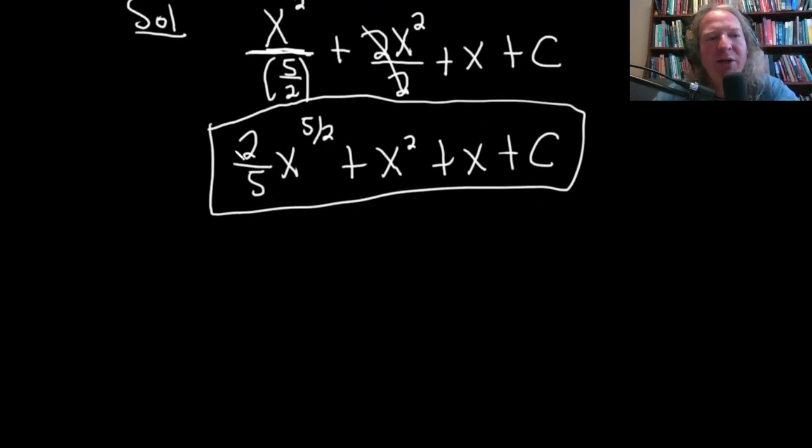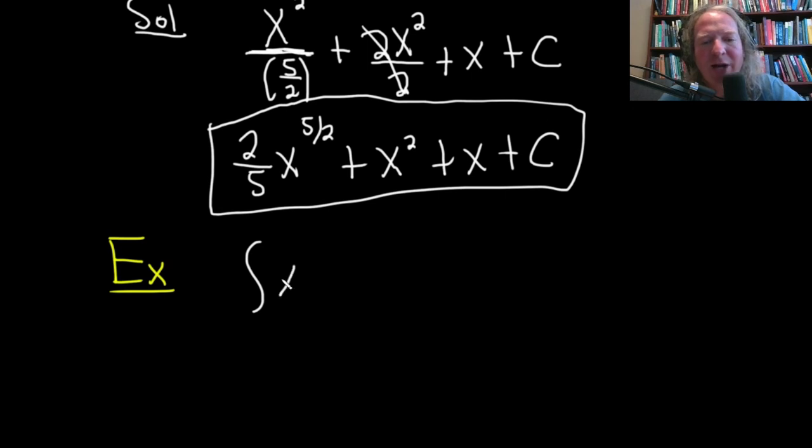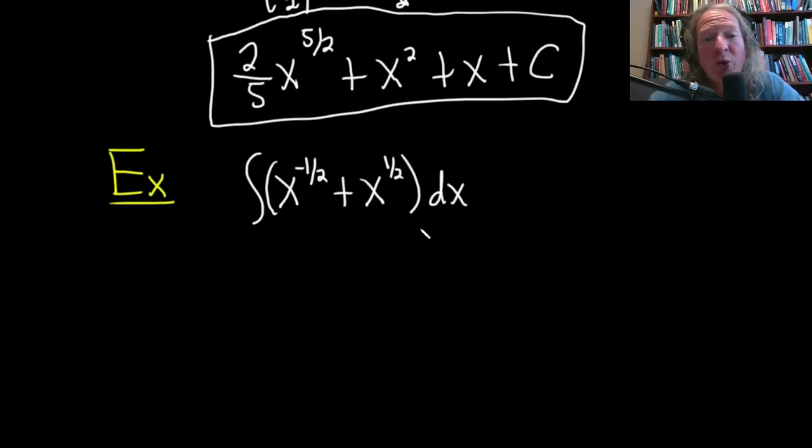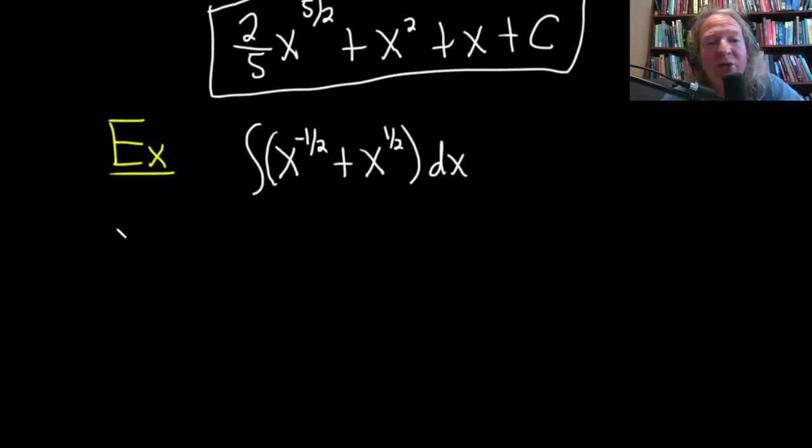The best way to get good at integration is just to do a bunch of integrals. I mean, there's no better way to get good at it. I want to emphasize a point about fractions, so I'm going to do this. This is negative 1 half plus 1 half dx. Okay, let's make one up. So here we can use the power rule twice. Okay, let's go ahead and do it.